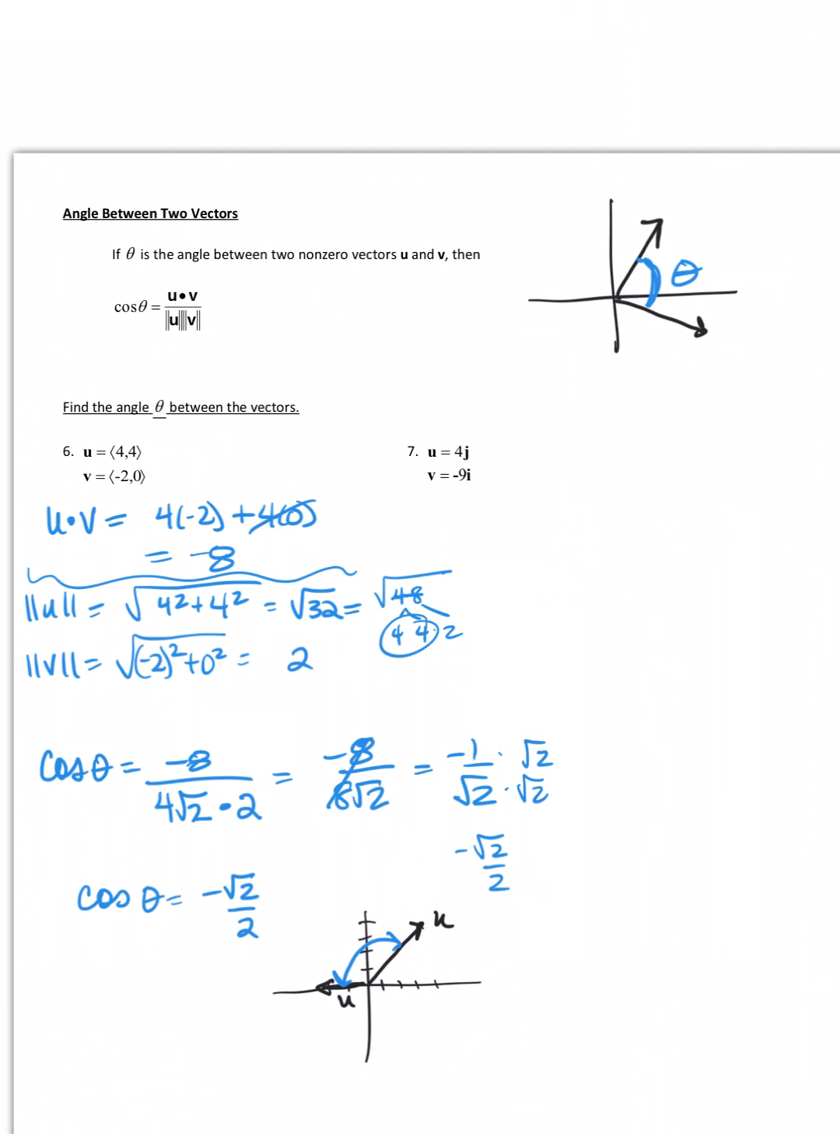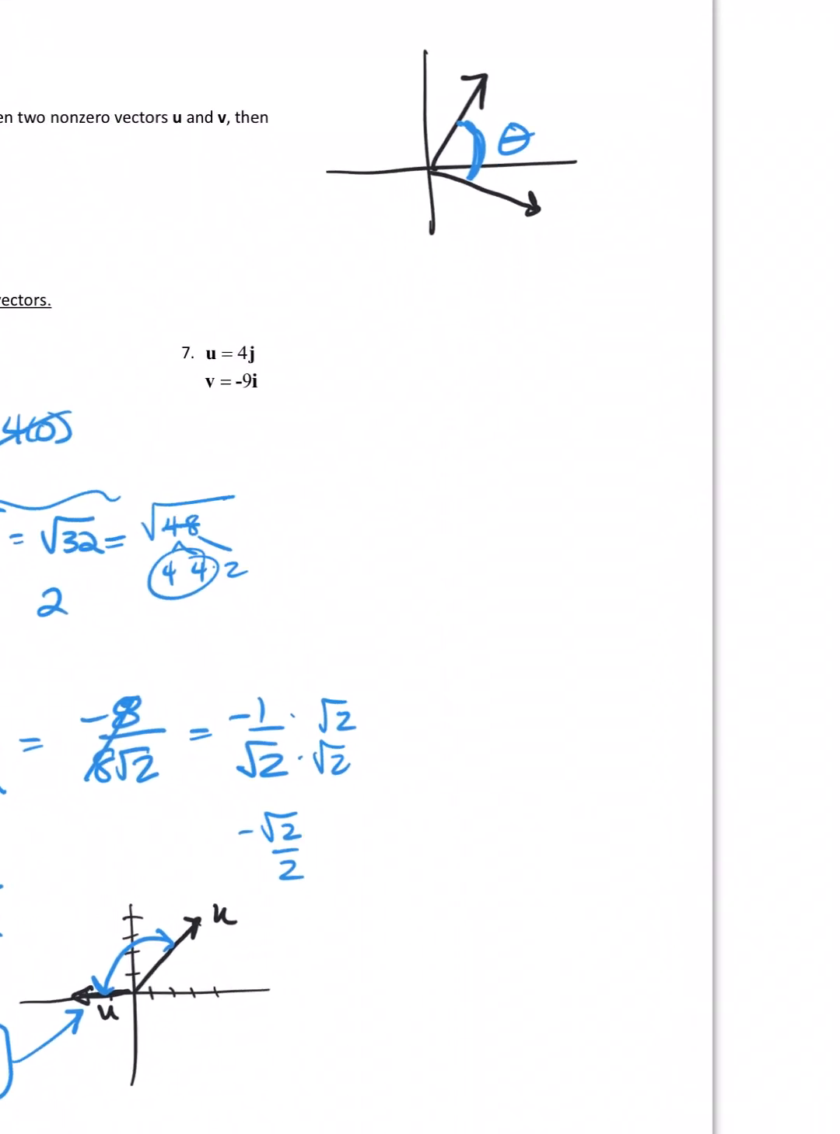So what angle has a cosine of negative square root of 2 over 2? If I do this in my calculator, I find that theta is 135 degrees. And that makes sense when I look at my picture. It should be an obtuse angle. All right? Let's try number 7.